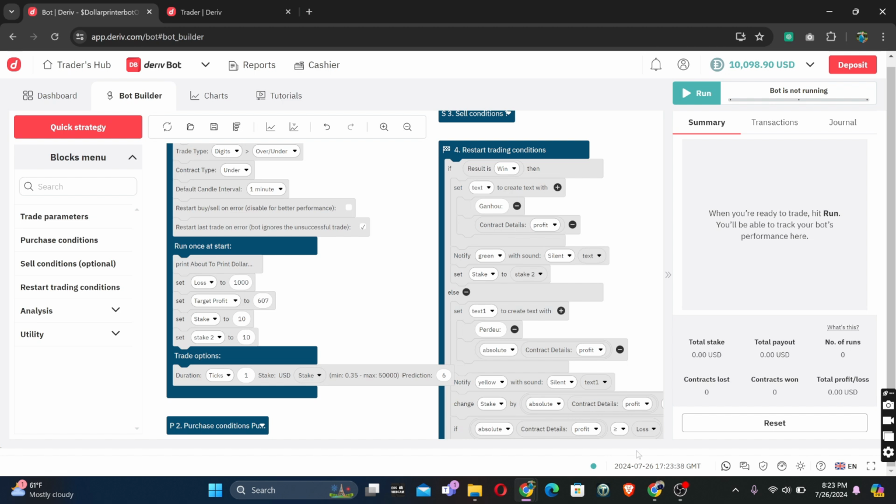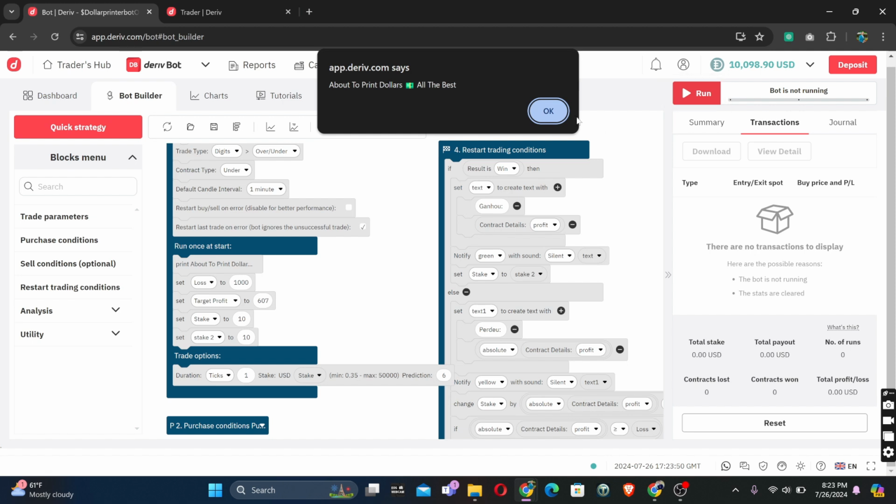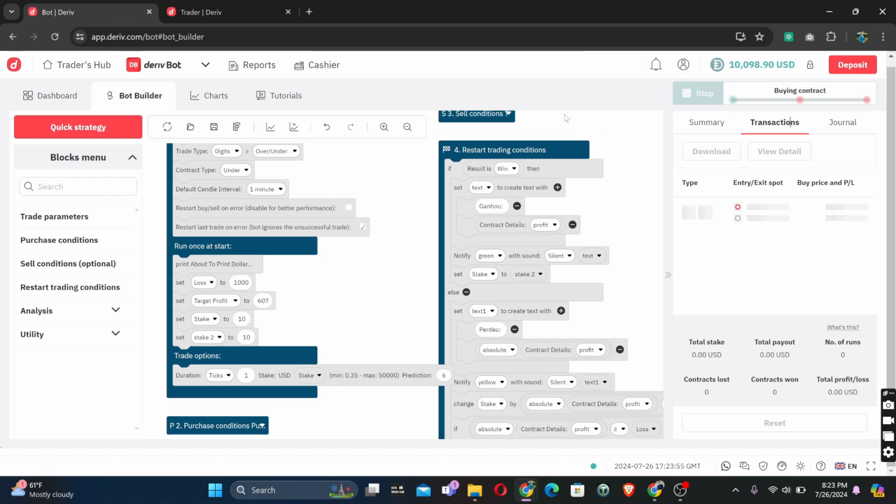Okay. Now, after this is actually ready, you can select the number of ticks that you are going to be dealing with here. And this is a demo account. I can just run. I can come to the transactions here so that I can see whatever is actually happening around that area. So that's how it is going to be playing out under 6. Let's see what happens when it loses, let's see how it's going to be doing. But you can do even better on this.